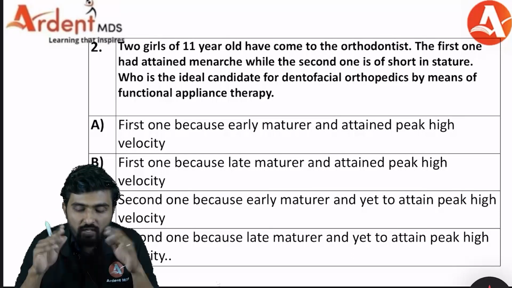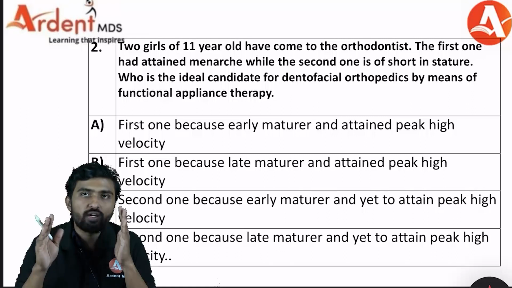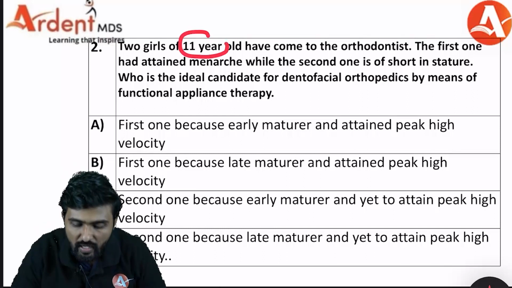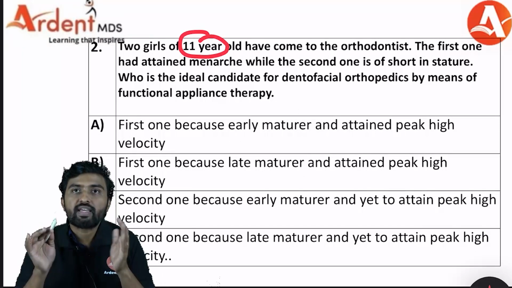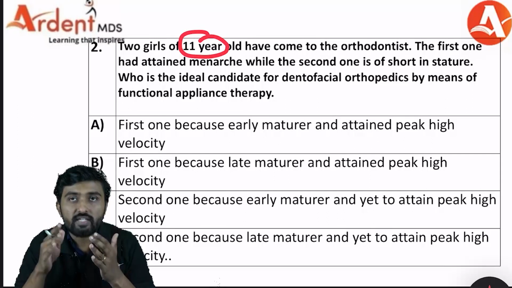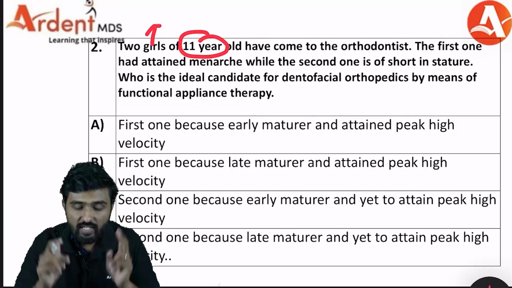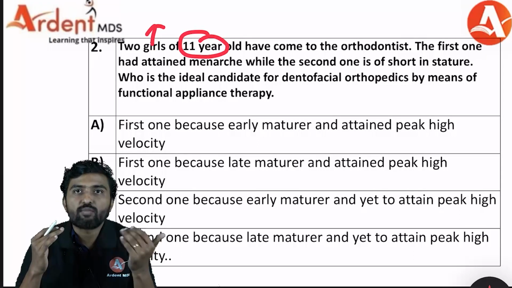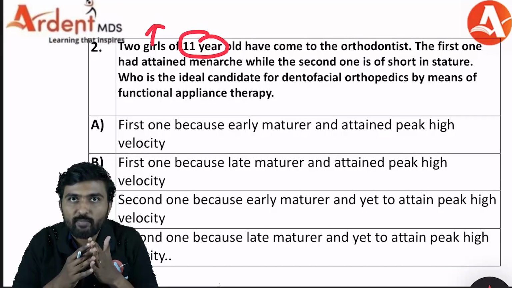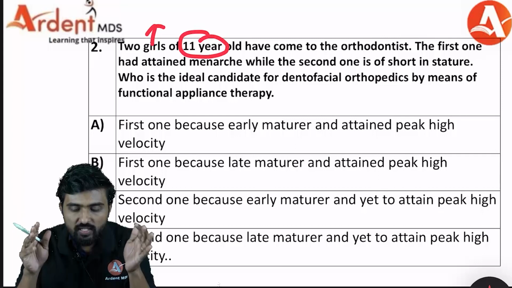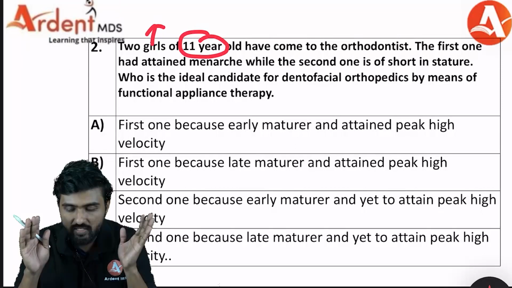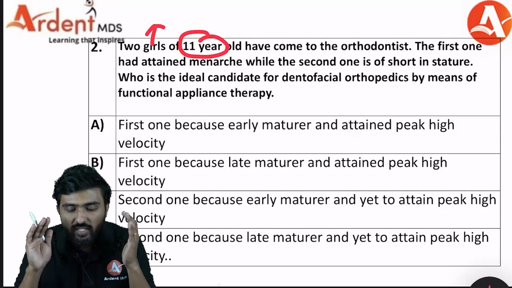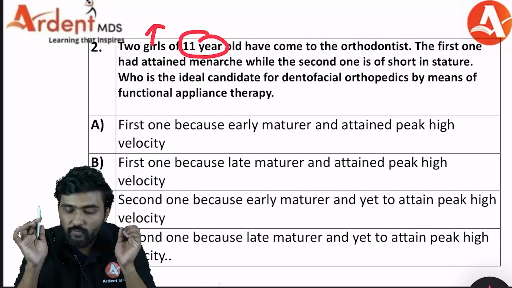Next, question number 2. Two girls of 11 years old. I will give a clue. When you see such a clinical question with respect to orthodontics, never forget to note the age, because age gives the clue regarding the treatment options. Two girls, and gender is also of major importance because girls mature earlier than boys. That's the general concept in growth and development. Now, diving back to the question, two girls of 11 years old have come to the orthodontist. The first one had attained menarche, while the second one is short in stature. Who is the ideal candidate for dentofacial orthopedics?